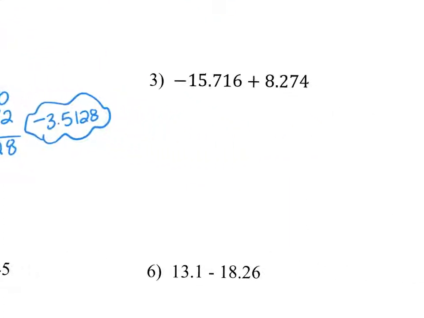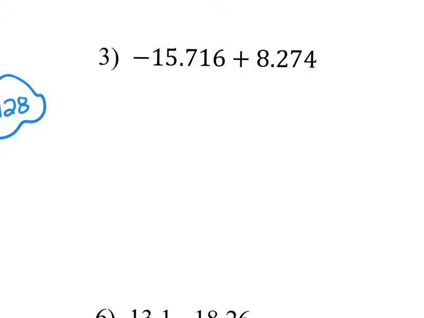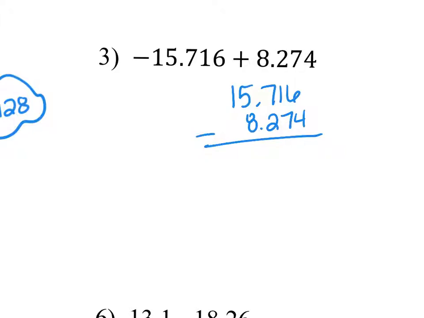Okay. So number 3, we have different signs. So we're going to subtract and keep the sign of the larger. So 15.716 is going to be on top still. And 8.274 is going to be there. So I'm going to subtract. My end result's going to be negative because 15 is bigger than 8. So 6 minus 4 is 2. 1, I can't subtract there, so I'm going to borrow. 11 minus 7 is 4. 6 minus 2 is 4. 15 minus 8 is 7. So my answer is negative 7.442.